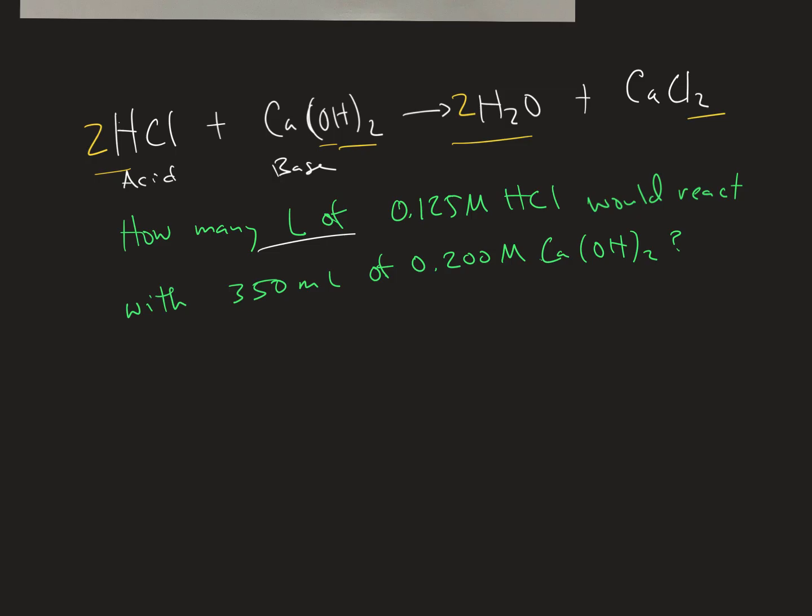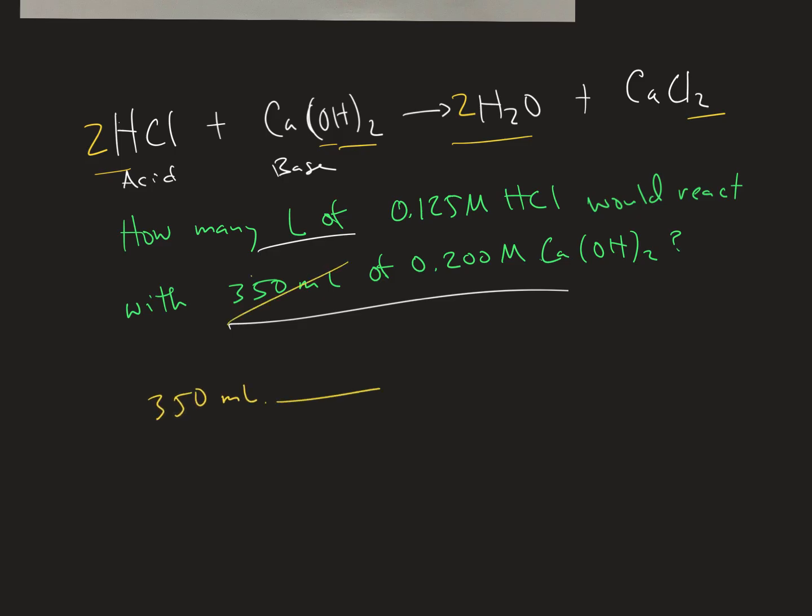Now, I have information. What do I have more information for? Acid or base? Base, so that's where we start. Start with my base because I know everything about it. And I'm looking for my acid. Does that make sense? Okay. So do you want to start with 350 milliliters or 0.200 moles? Molarity. It doesn't matter. Let's just start with 350.